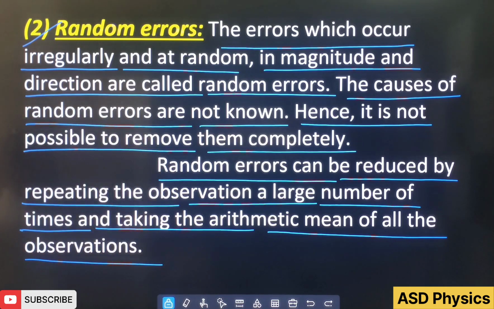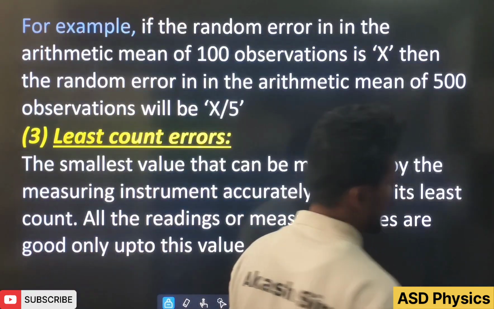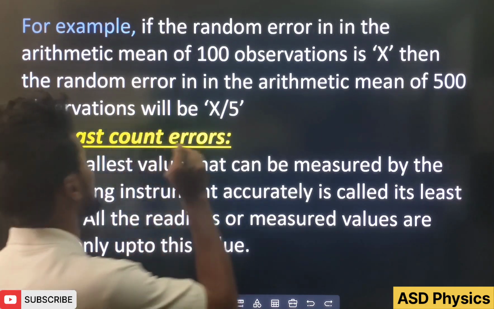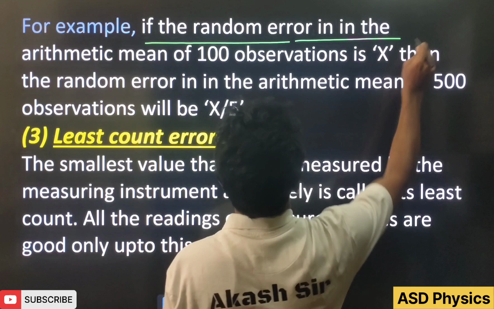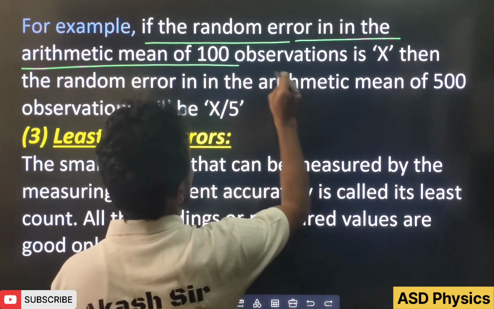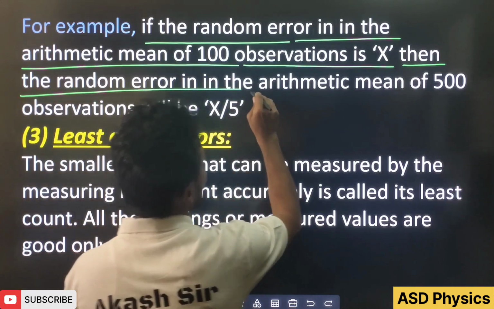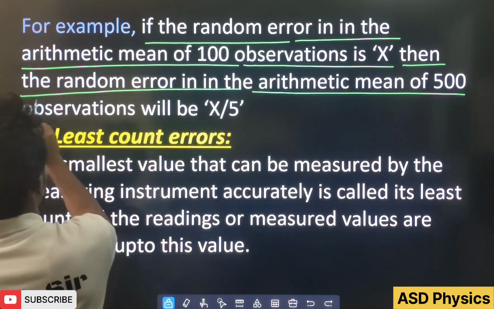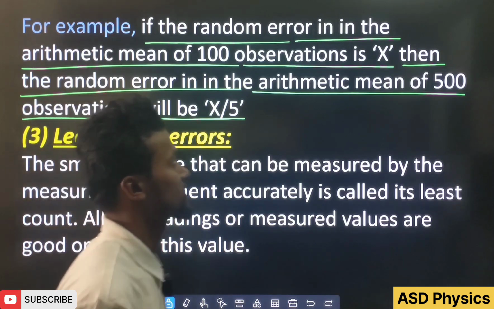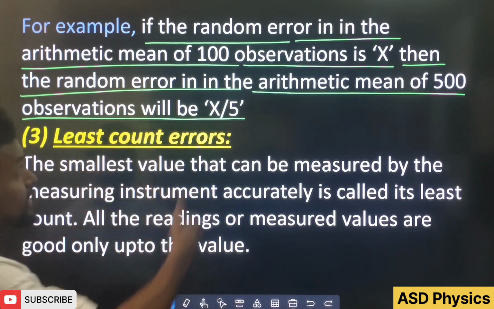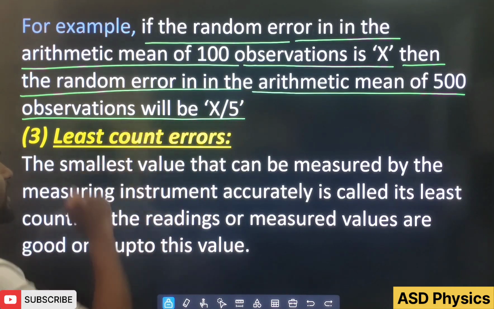Students, kindly see very well. If we want to reduce the random errors, we have to take multiple readings and then take the arithmetic mean. Now for example, this question came in the exam, I remember. If the random error in the arithmetic mean of 100 observations is x, then the random error in the arithmetic mean of 500 observations will be how much? X by 5. If we take 100 observations and the error is x, then if we take more observations, 500 observations, the error is x by 5.